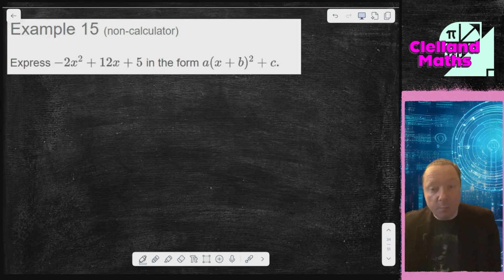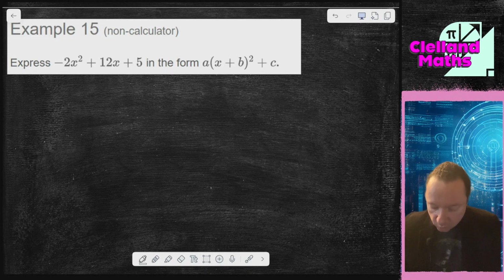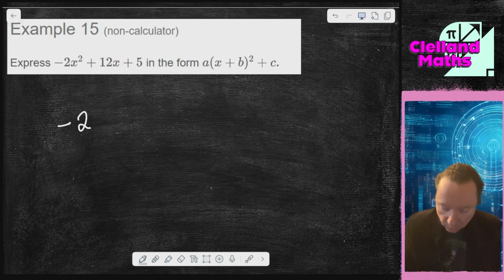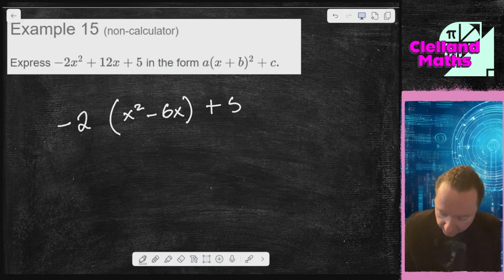Quite tricky, that one. Example 15. Express minus 2x squared plus 12x plus 5 in the form a(x plus b) squared plus c. Completing the square. Here's my method for this. I factorise here and leave the 5 at the end. So I just say, look, I've got minus 2 as a common factor, or 2 if you prefer, of x squared. I don't need that extra bracket, that's confusing. X squared plus, well, that's going to be a minus actually, 6x, and then plus 5 hanging on the end.